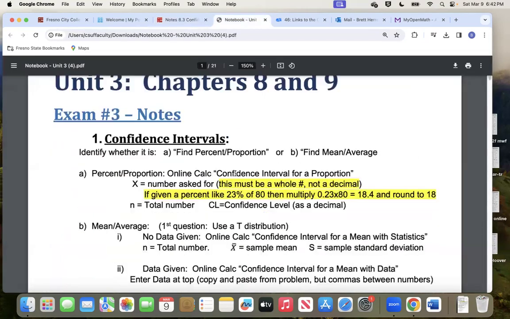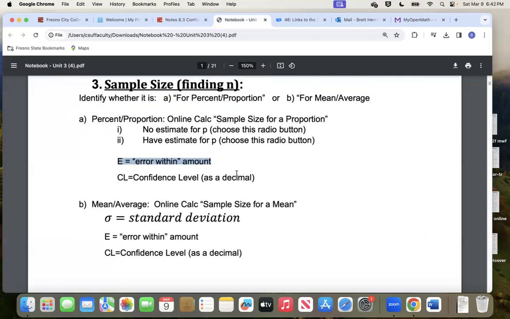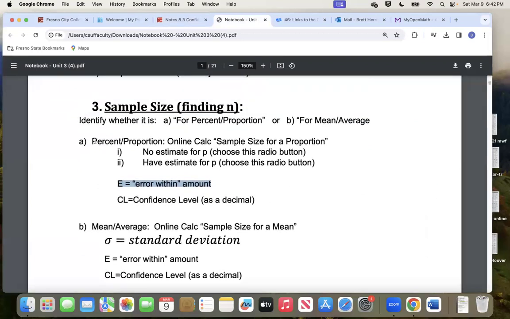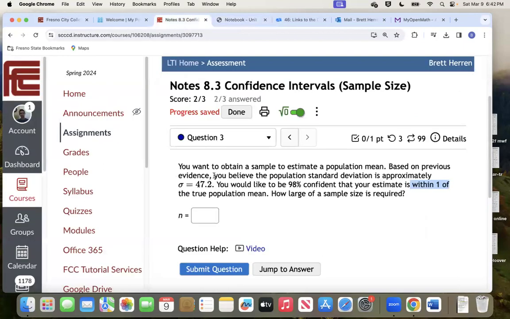Here we are, Unit 3, Chapter Notes. Come on down. Sample size. We're on number 3, sample size. Is it a percentage question or a mean average question? Well, it's a mean average. You see the back here? It said mean. Sometimes it says average, right? Mean up here. It's not a percentage. You might say, well, yeah, but there's a percentage right here. Yeah, well, there's always a percentage for the confidence level.